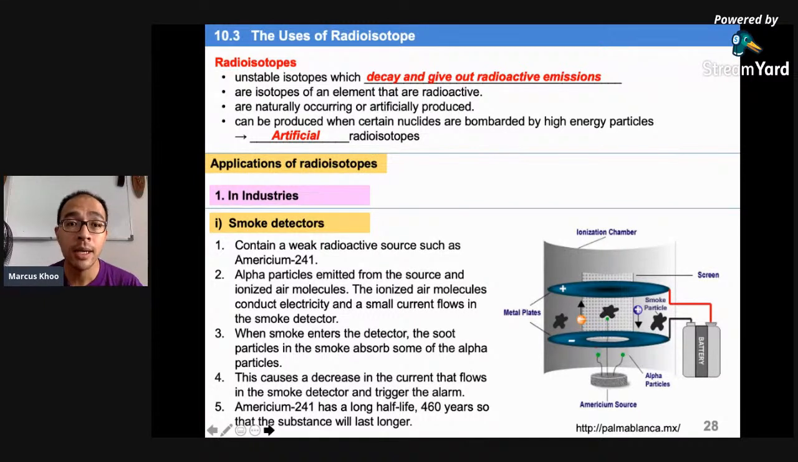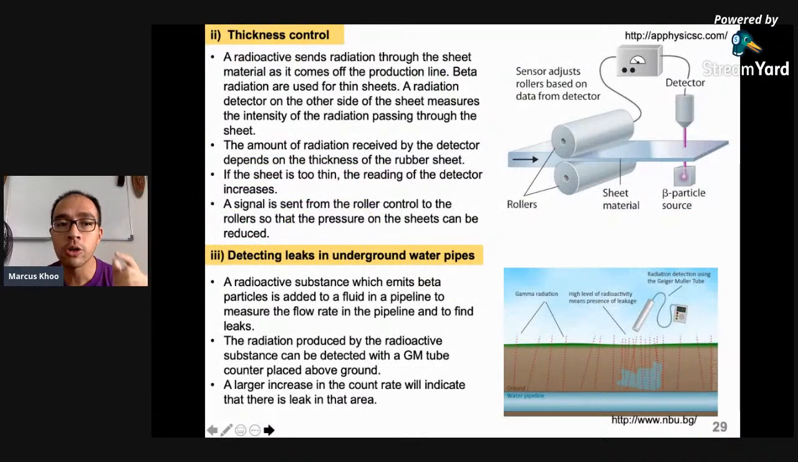And as I said, this is not an extensive list. This is just a very brief list because I don't want to take this lecture for too long. But it's good for us to know this. In smoke detectors, thickness control and underground water pipes, these are famous.